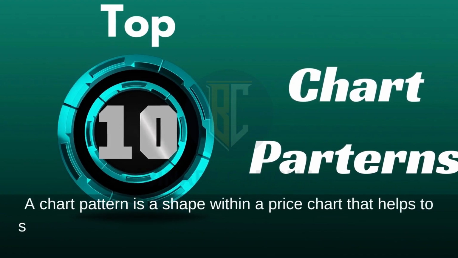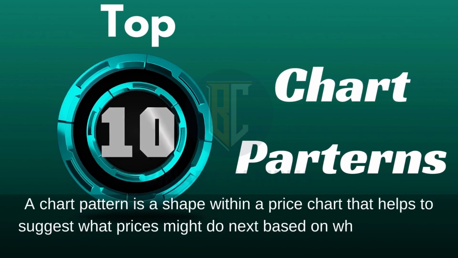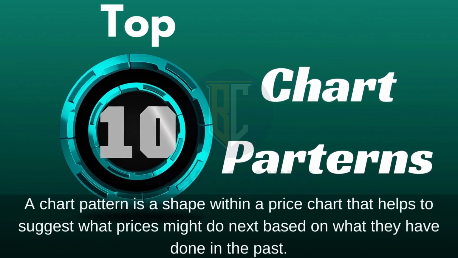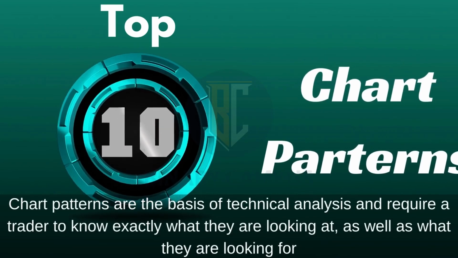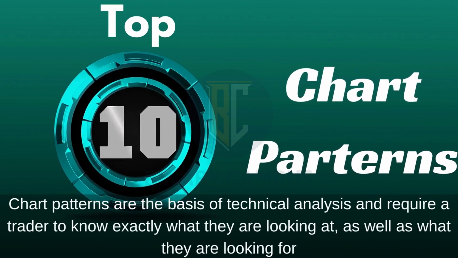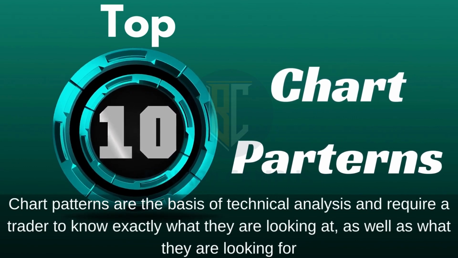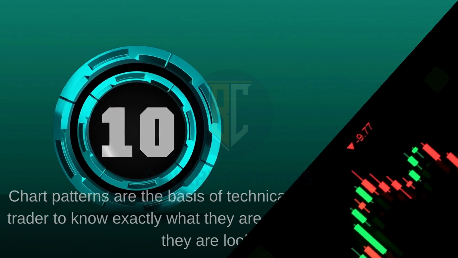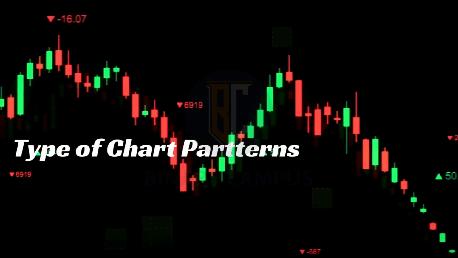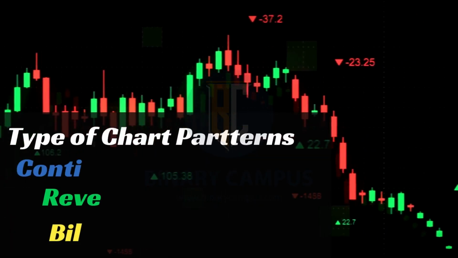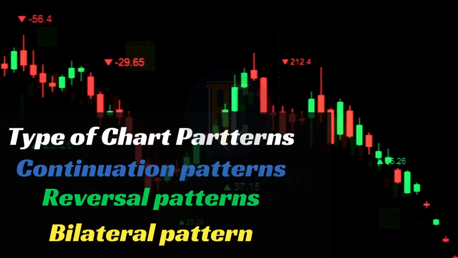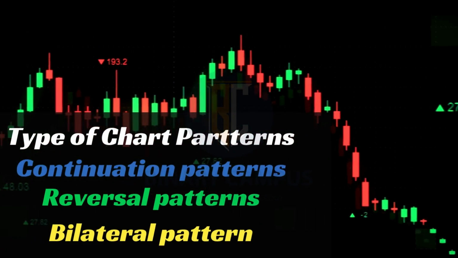A chart pattern is a shape within a price chart that helps to suggest what prices might do next based on what they have done in the past. Chart patterns are the basis of technical analysis and require a trader to know exactly what they are looking at, as well as what they are looking for. Types of chart patterns: chart patterns fall broadly into 3 categories: continuation patterns, reversal patterns, and bilateral patterns.